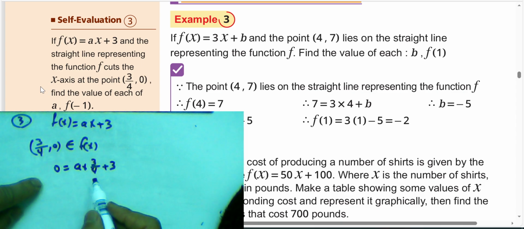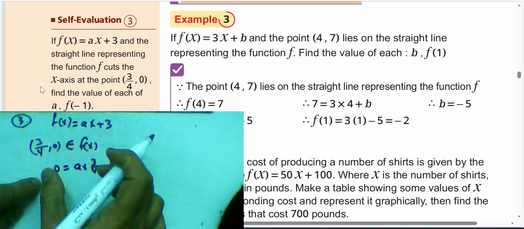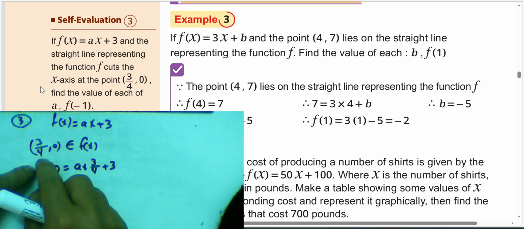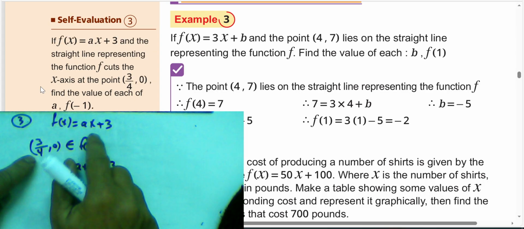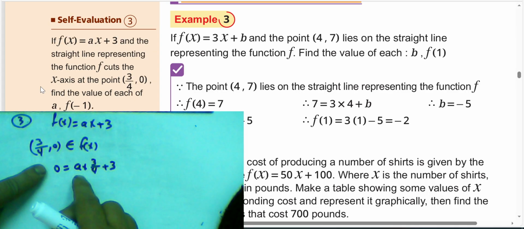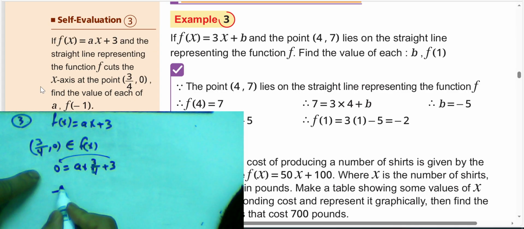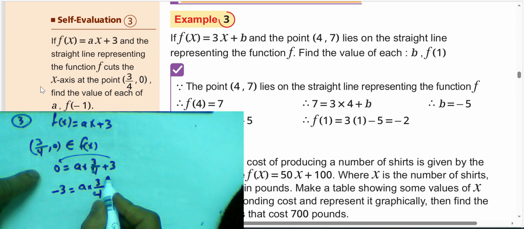We can solve to find the value of a, because the straight line passes through the point 3 over 4 and 0, which satisfies the equation. Look here, 3 over 4 is x and 0 is y. So 0 equals a times 3 over 4 plus 3. Move 3 here, then we have negative 3 equals a times 3 over 4, divided by 3.